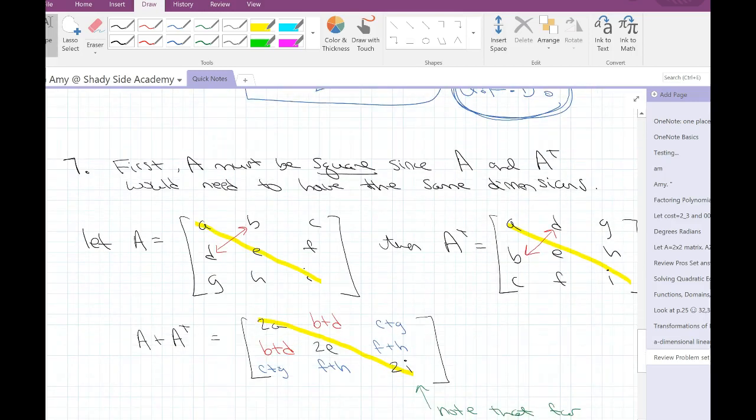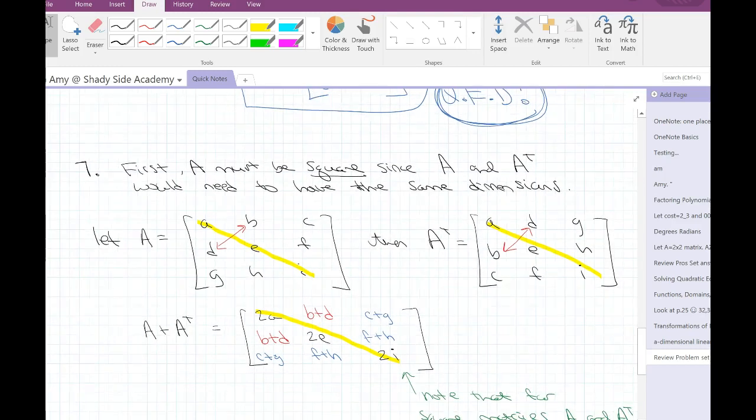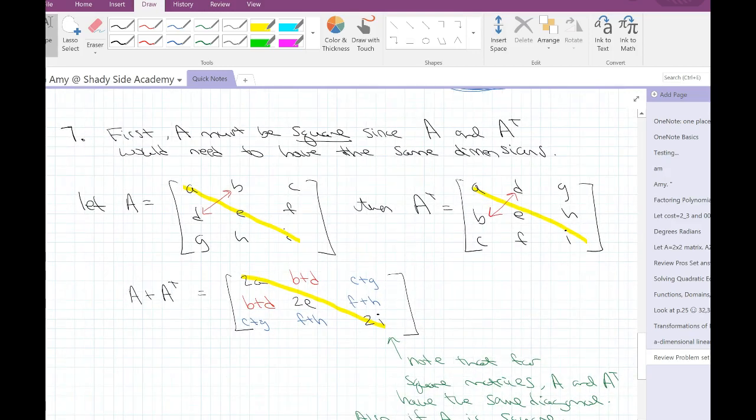All right, 7, it says, prove that for any square matrix A, A plus its transpose must be symmetric. And I gave a very thorough explanation. I said, first, given this question, A has to be square. The reason why A has to be square is because in order for me to add A and the transpose of A, they have to have the same dimensions. You can't add two matrices that have different dimensions. So that's the first thing I did. And then I said, let A equal this general matrix.